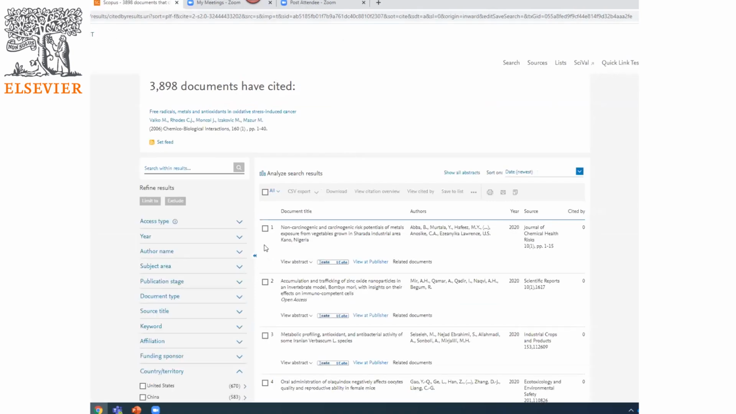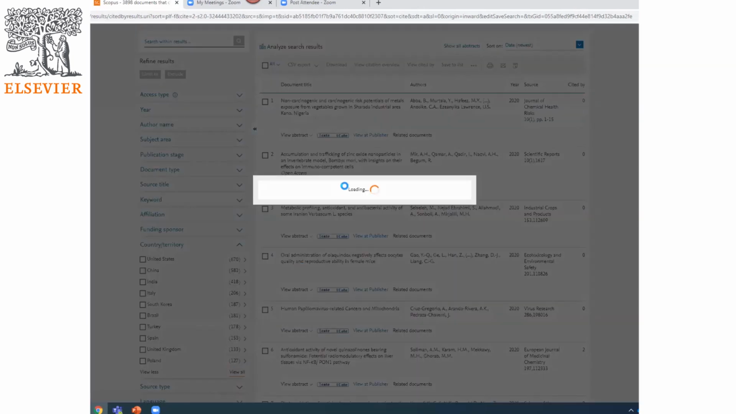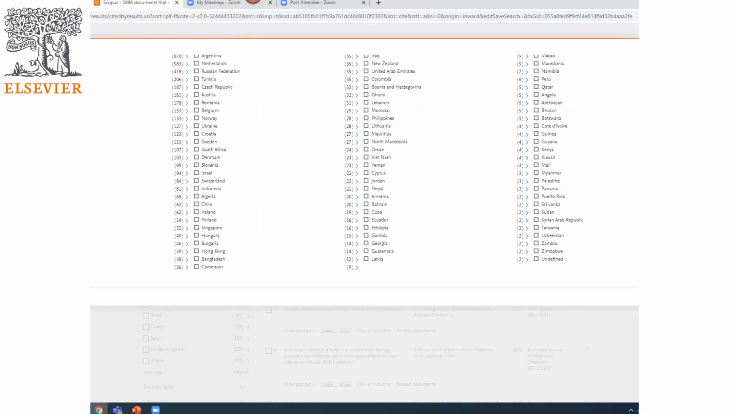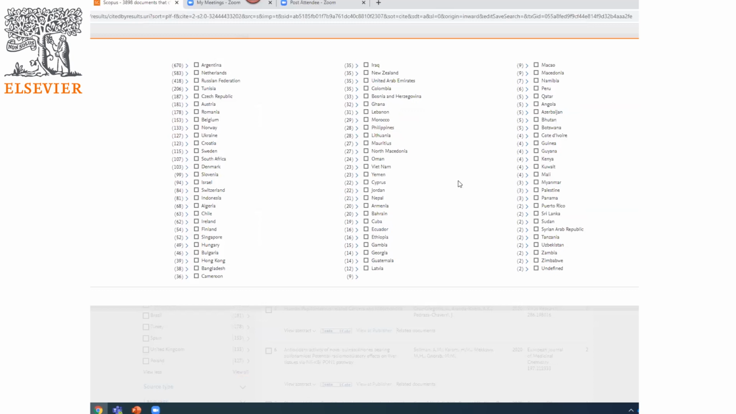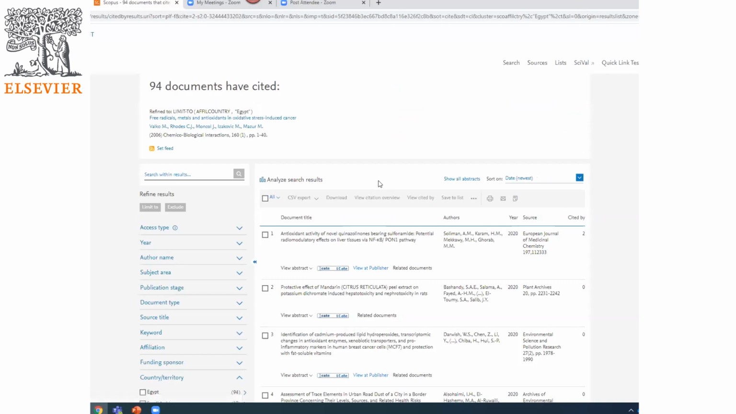We are right now in Scopus, and for example, you can use the country or territory filter. So if there is any researcher from Egypt who was interested in preparation of cisplatin, here it is: 94 documents from Egypt about preparation of cisplatin.